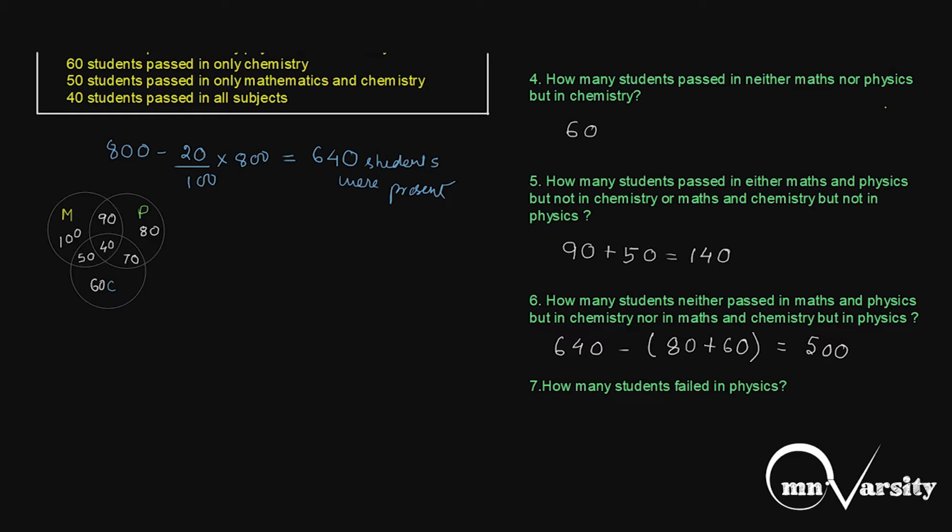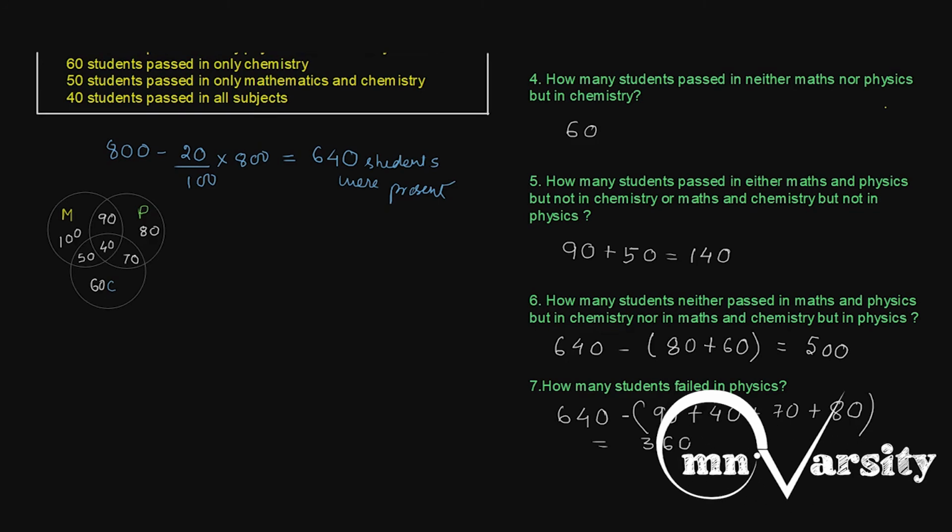And for the final question, how many students failed in physics? These are the students who passed in physics. So I'm going to subtract the number of students who passed in physics from the total number of students who appeared for the exam. 640 minus 90 plus 40 plus 70 plus 80, which will give us 360.